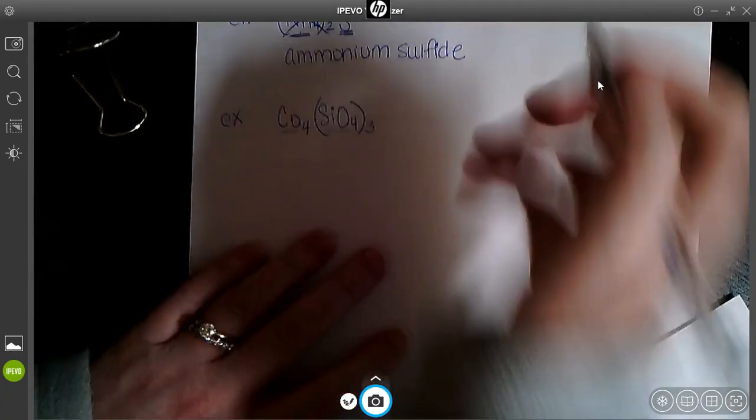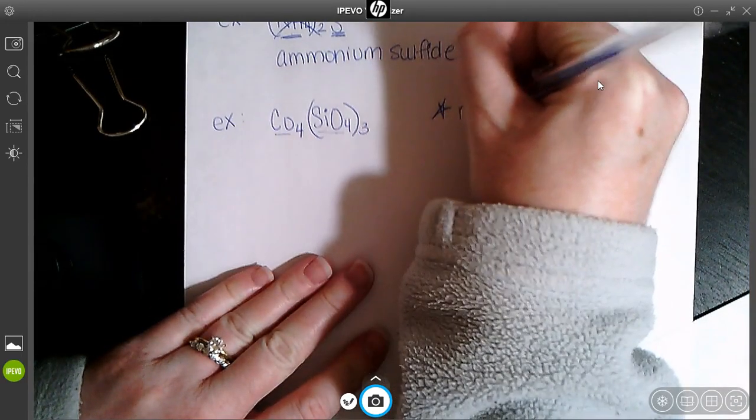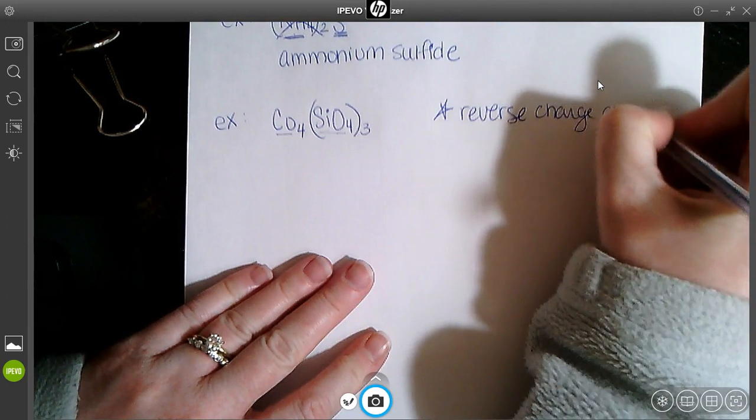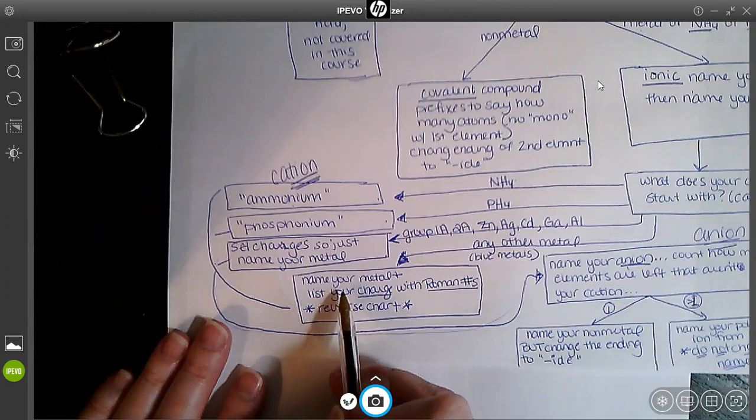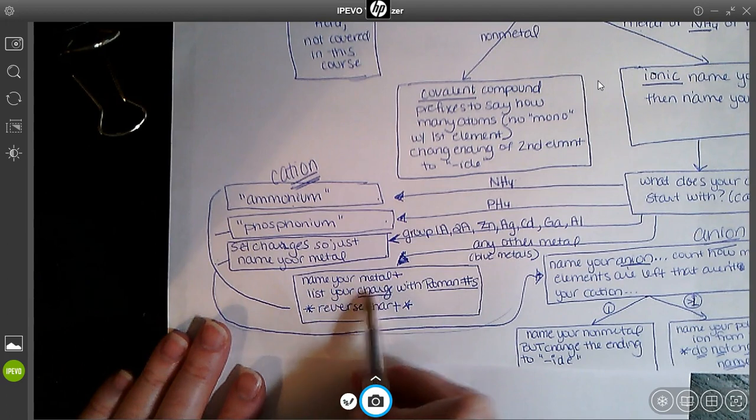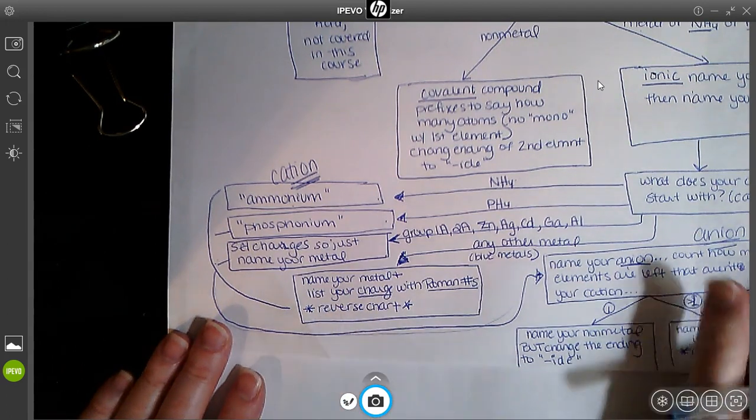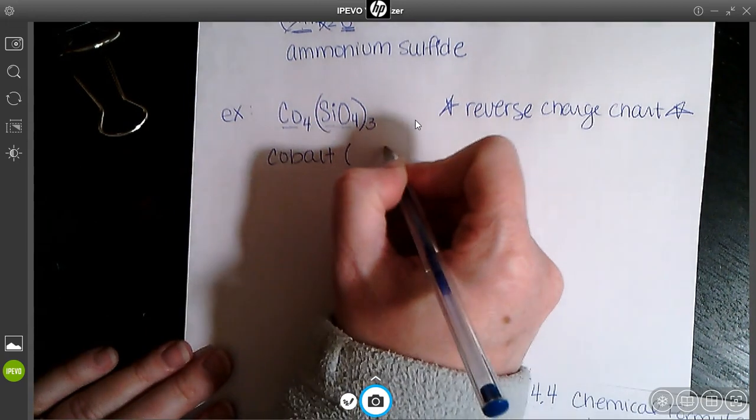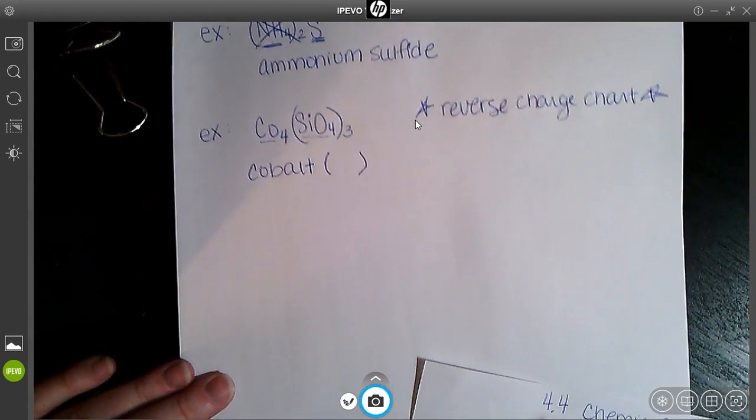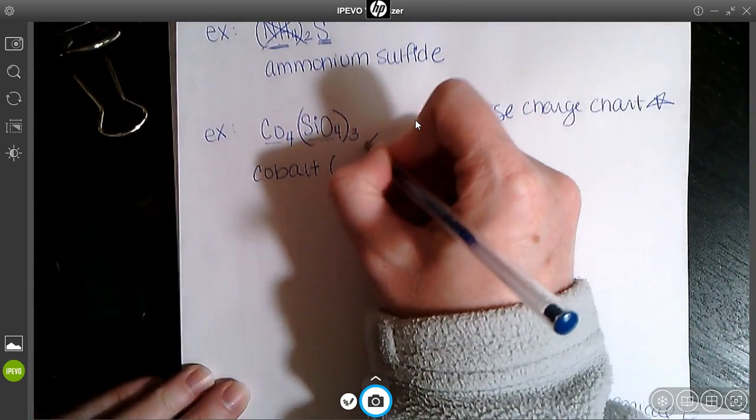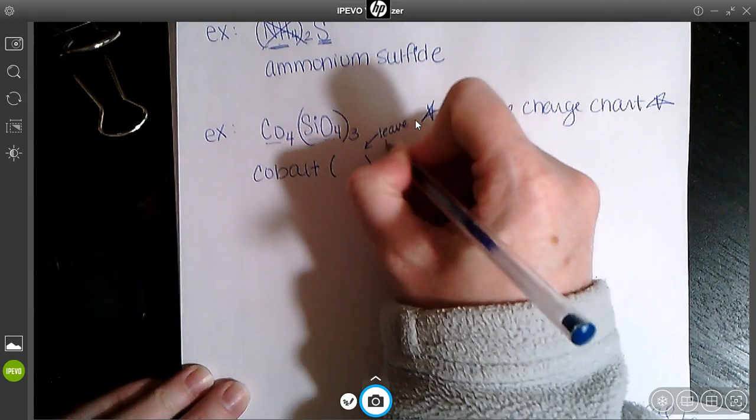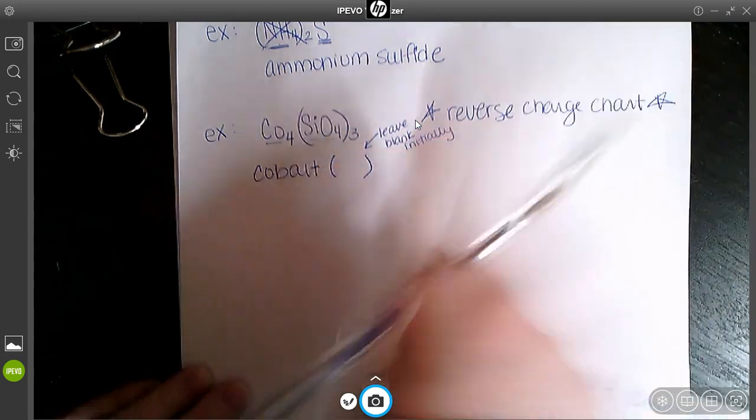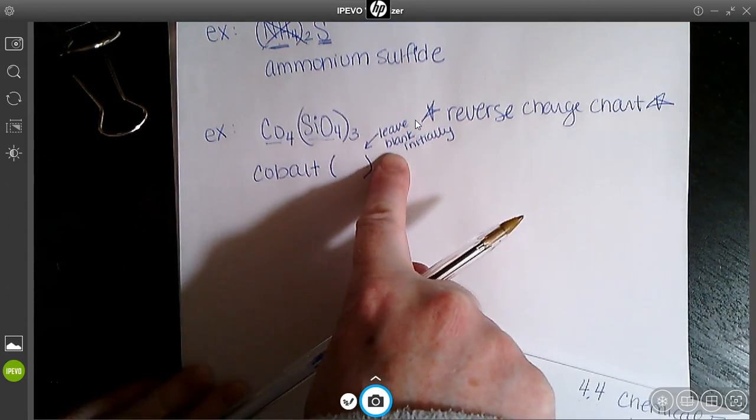So I want you to write in your notes: reverse charge chart. Okay, when we're doing the reverse charge chart, we're going to name our metal and list the charge with Roman numerals with the reverse chart. Here's the thing. I'm just going to put cobalt, and then I'm going to put a blank space for my Roman numeral because I'm going to come back to this. So leave blank initially. We're going to do the reverse charge chart last.